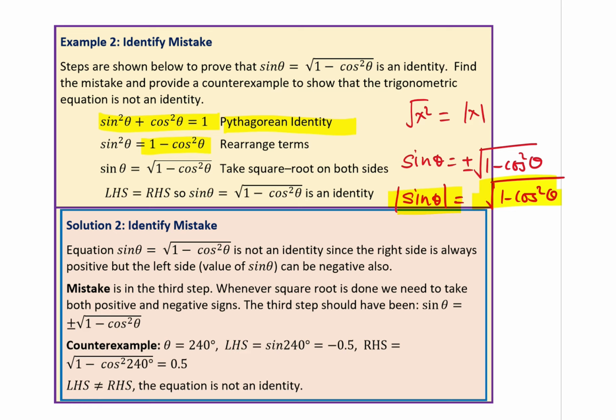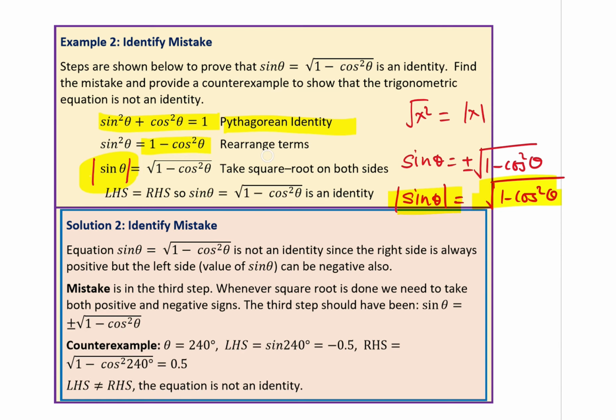Is the square root of x square equal to x? No, it is the absolute value, right? So this step is wrong, and here this value should have been the absolute value of sine theta. You get the idea, right? So that is how it should have been done. The right hand side in this case is always positive. The square root of something is always positive. So how can we leave that as negative? So we have to take the absolute value. Clear? Now the second part of this is to provide a counterexample.